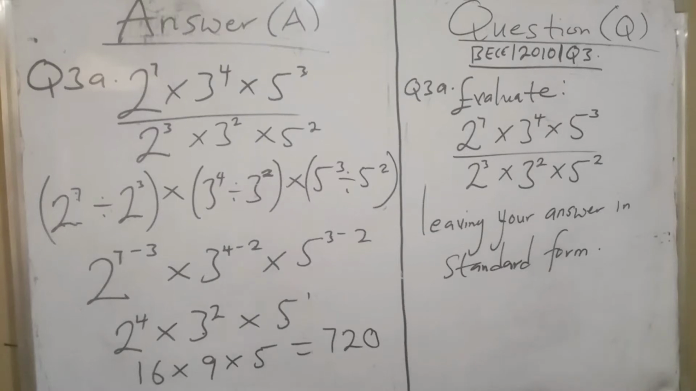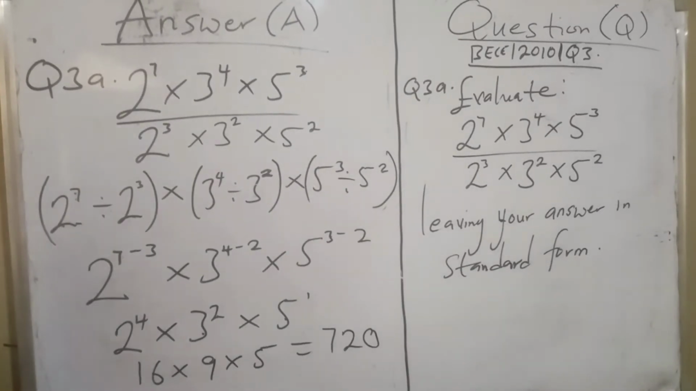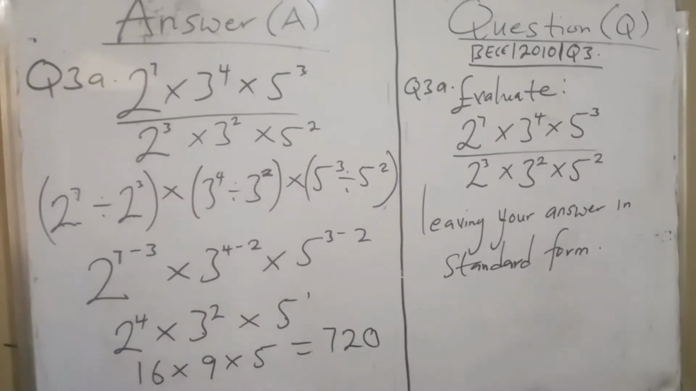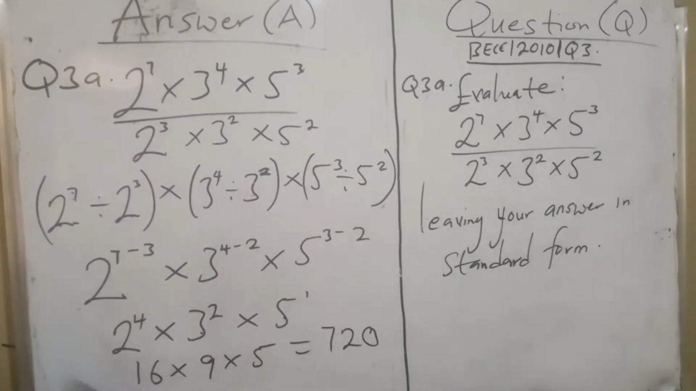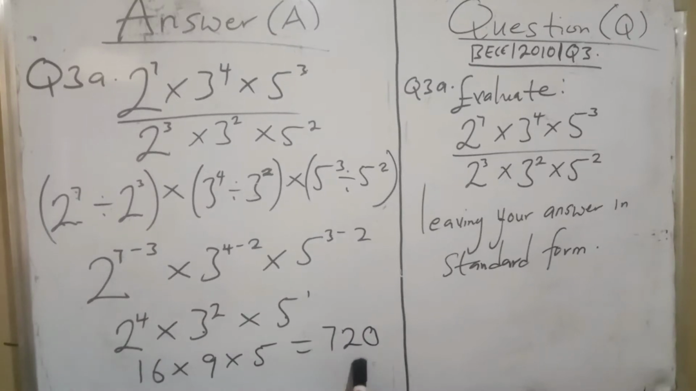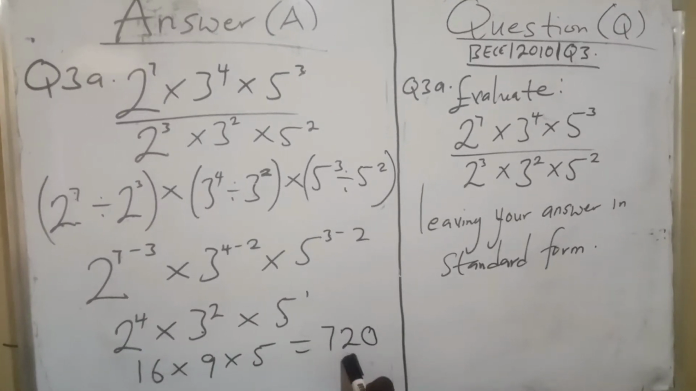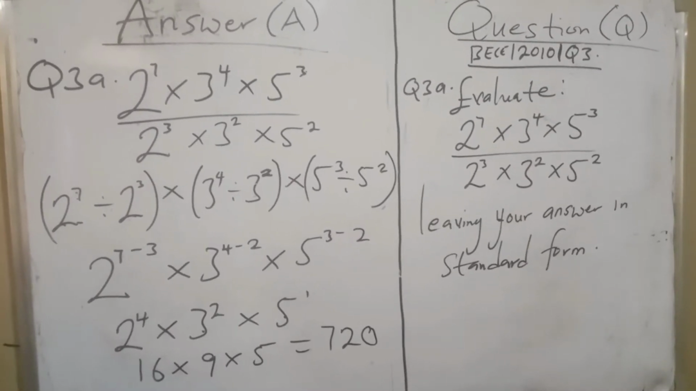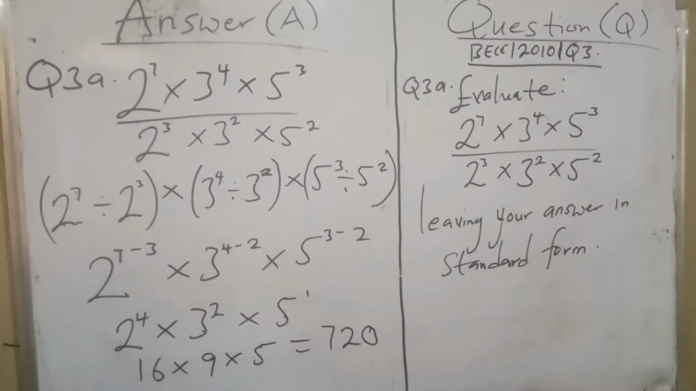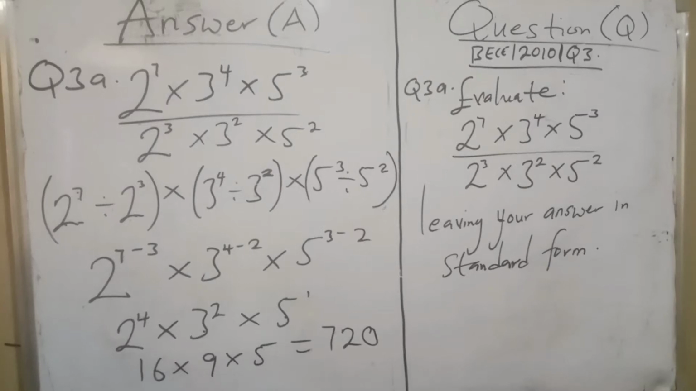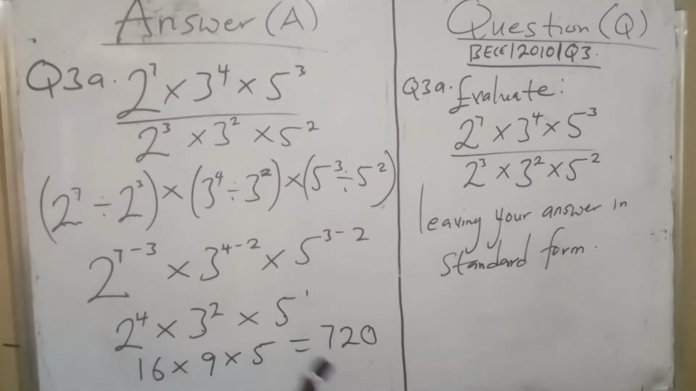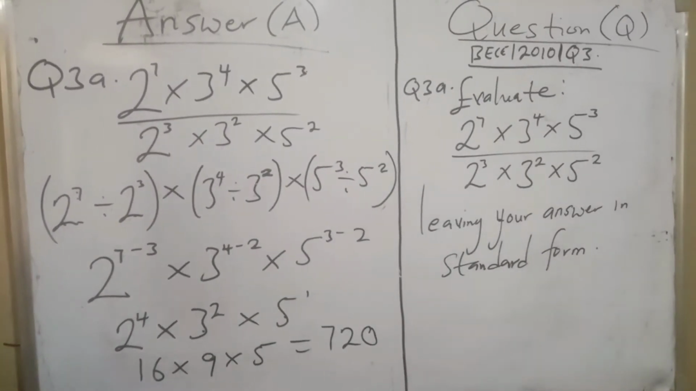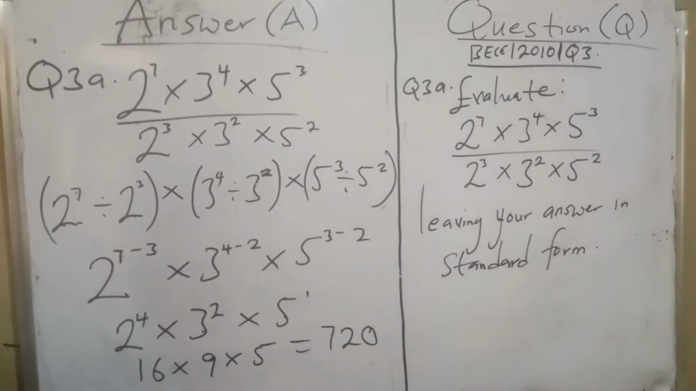Now, remember that we have to leave our answer in standard form. So because we have to leave our answer in standard form, we need to write this in standard form since 720 is not in standard form. Remember that for a number to be in standard form, it should be a number between 1 and 10 multiplied by an integer power of 10. So since 720 is more than 10, it is not in standard form. So we have to write it in standard form.